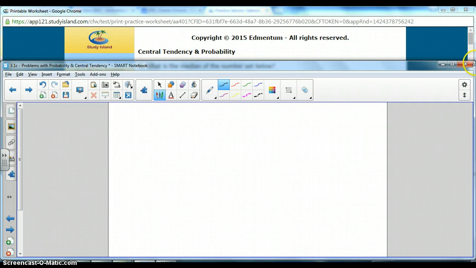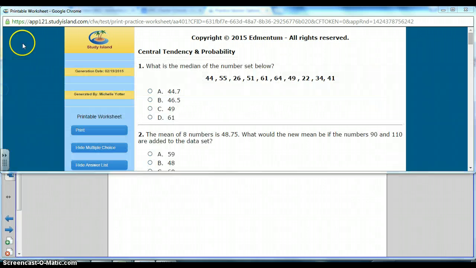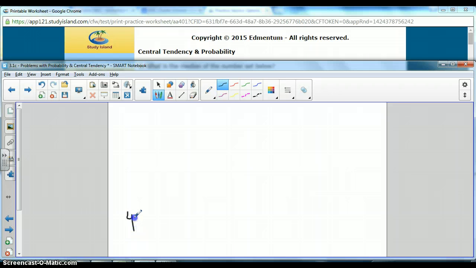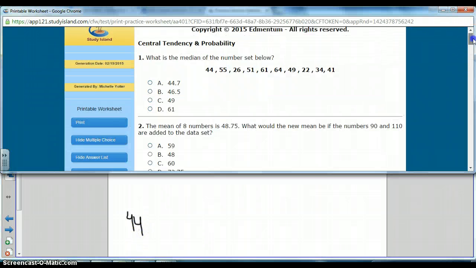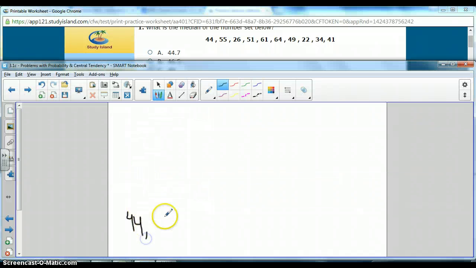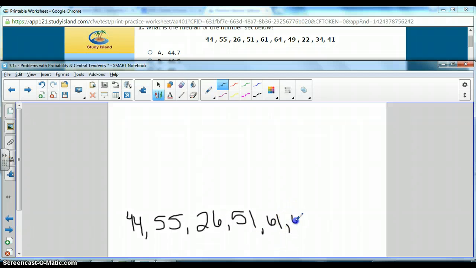See if we can get both of these on one page. Maybe not. Okay. So we need to arrange them from least to greatest. So if I were you, I would write them all down on a piece of paper. Talking about on test day. So write them all down. 55, 26, 51, 61. Just make sure you don't make any mistakes.